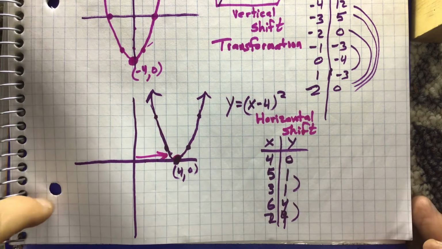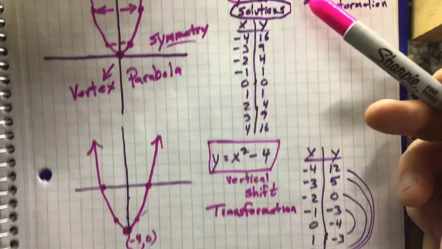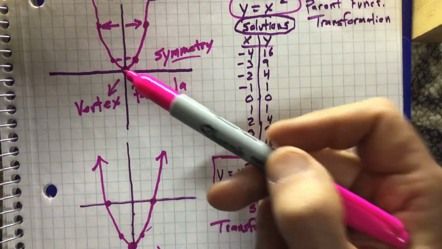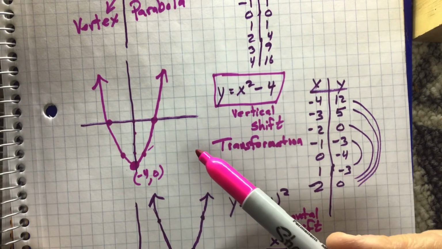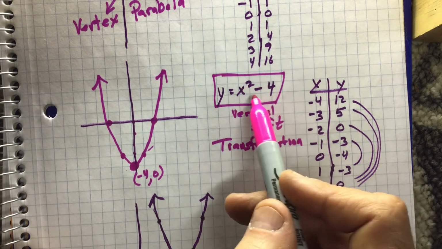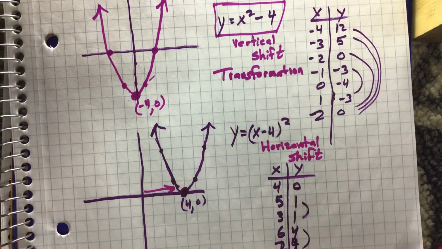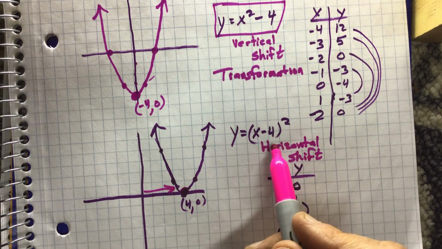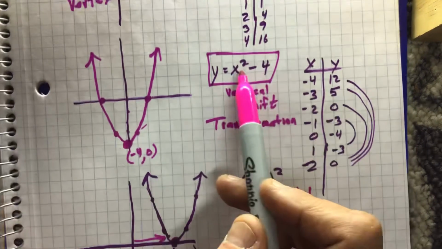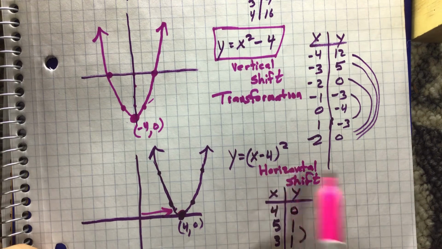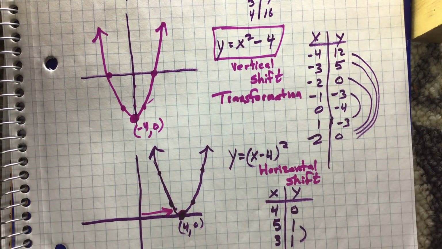So that's it for this video. I just wanted to show you the original parent function, which looks like this, and then I wanted to show you a vertical shift downward, and that's represented by subtracting 4, and then a horizontal shift with parentheses, x minus 4. So this one's x squared minus 4, this is x minus 4 squared. Okay, so we're going to talk more about these transformations going forward and combining different transformations together.